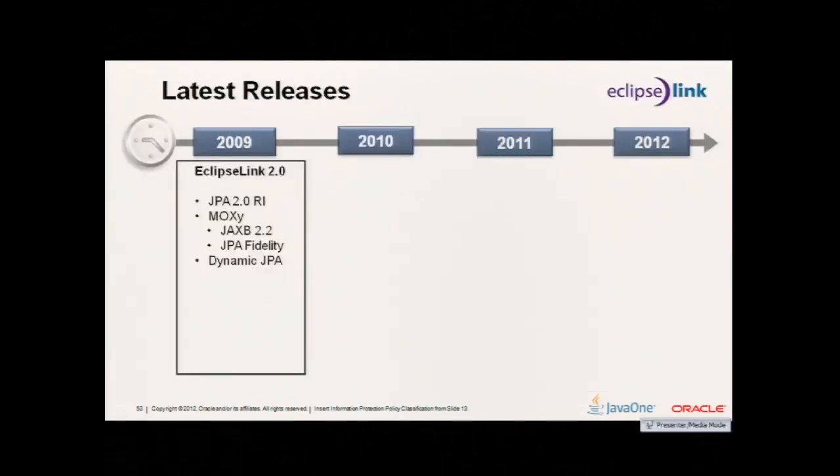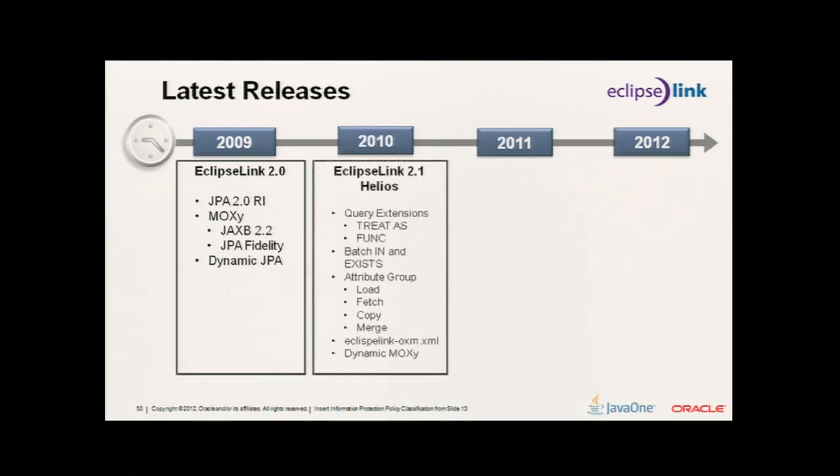Okay. So just to kind of wrap up where we are and kind of where we're headed. So EclipseLink 2.0, which was the RI for JPA 2.0, came out in 2009. As an Eclipse project, we tend to ship on the annual Eclipse release train. So usually we're busy coming into June. We upgraded to JAXB 2.2. The JPA fidelity features, that's how JPA entities work better with JAXB. And we added dynamic JPA.